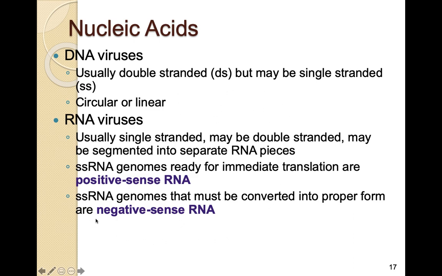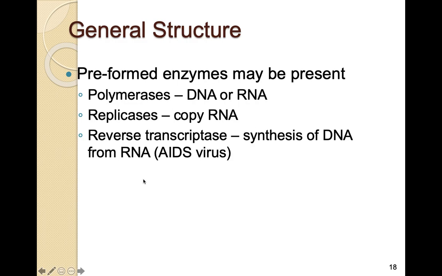So positive sense RNA viruses are really easy to start making copies. Negative sense RNA, you have to convert to positive sense RNA first, the right direction for the cells to read it, and then you can start making copies of yourself. So a little extra step involved there.